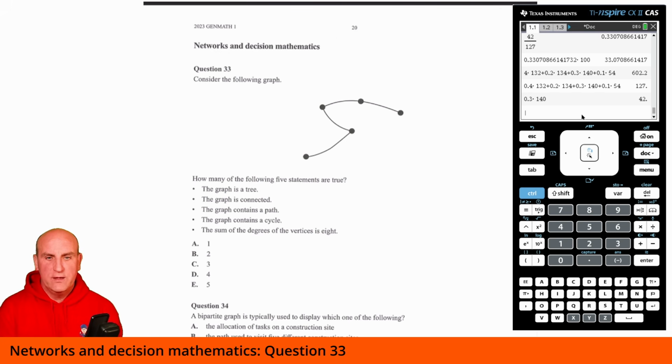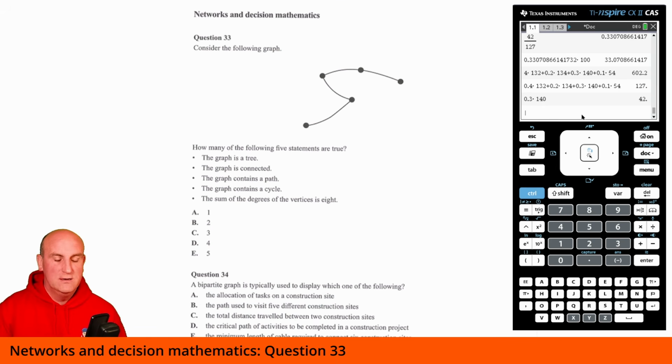Let's make a start on this work. Networks and decision mathematics. Consider the following graph. How many of the following five statements are true? The graph is a tree. Yes, it's a tree. I hate these questions with a passion. So let's say the graph is a tree. Yes, that's true. The graph is connected. Yes. The graph contains a path. Yes, because I can go from one to another. The graph contains a cycle. No, it doesn't. It doesn't create a cycle because there's no loop.